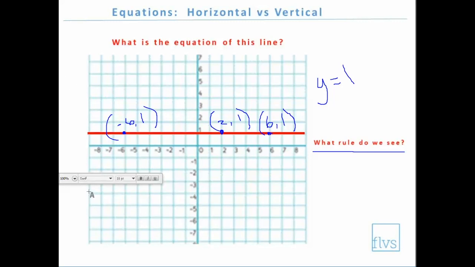So when I asked what rule we can find for a horizontal line, it's always going to be a y equals equation. If you've got a horizontal line and it's asking for the equation, it's always going to be the y value. Let's tie that in and use that concept.